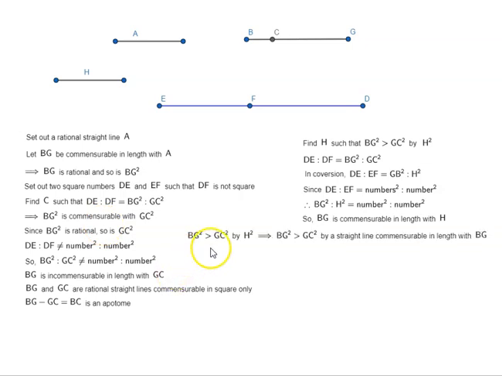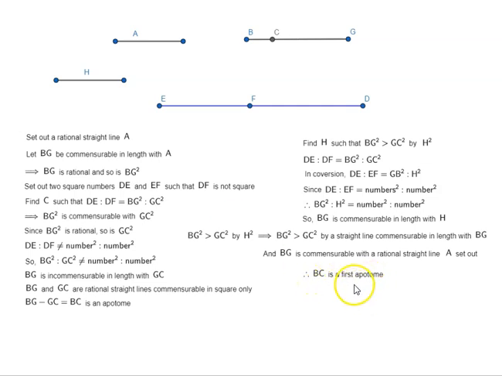So we can say BG square is greater than GC square by H square, which implies BG square is greater than GC square by a straight line commensurable in length with BG, because BG is commensurable in length with H, and BG is commensurable with a rational straight line A set out. And that is the definition of a first apotome. So we can say BC is a first apotome.